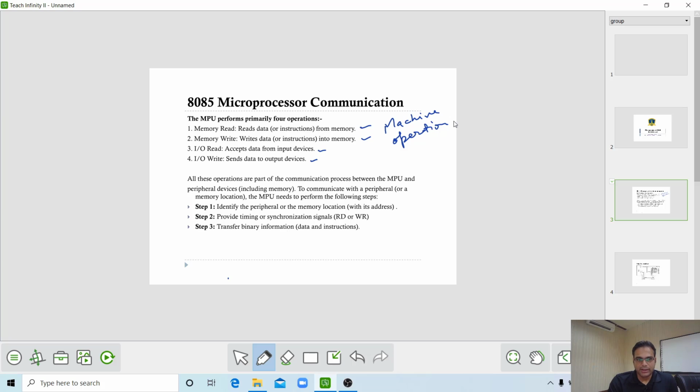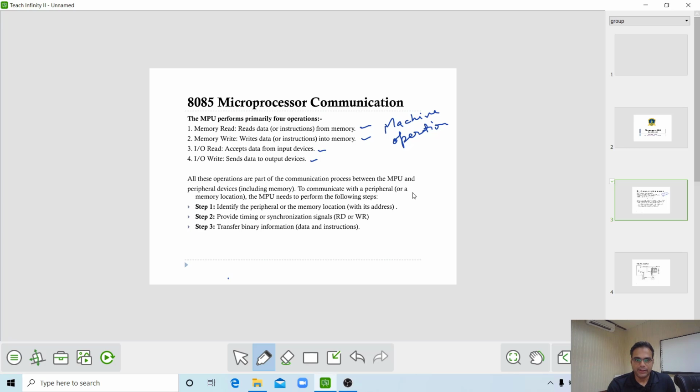Suppose there is a memory connected to a microprocessor, and the microprocessor wants to read from the memory. This operation will be called memory read. And if the microprocessor wants to write into the memory, this operation will be called memory write.